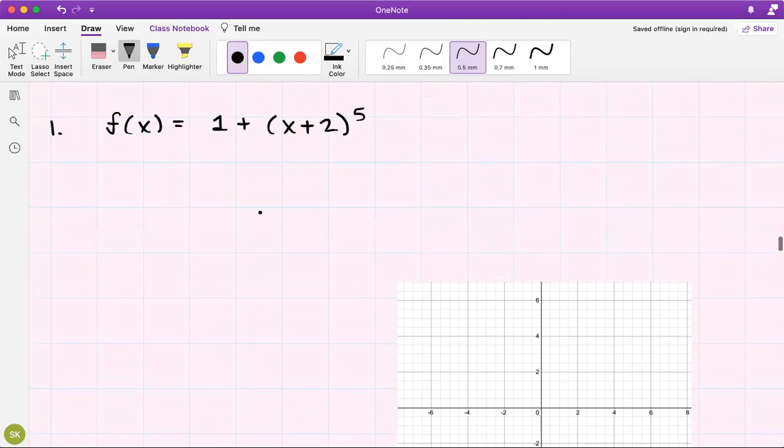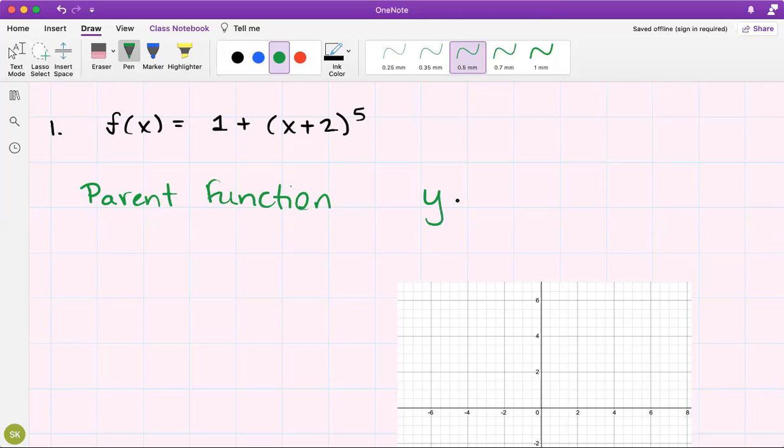We're going to try to find a parent function. And the parent function I'm going to go with is y is equal to, in fact, let me label it something else. Let's say f1 of x is equal to x to the 5th, because this looks like x to the 5th, right? This is x to the 5th, but then I plug in a 2 inside with the x and then a 1 on the outside.